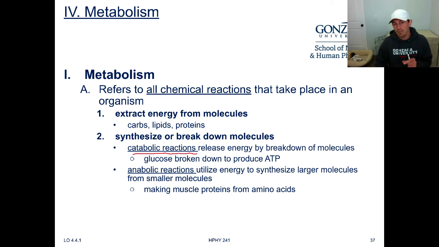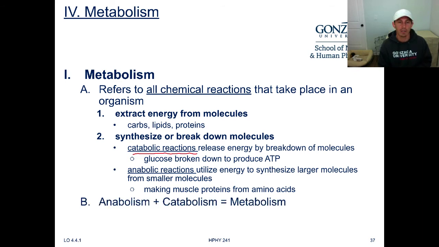Okay, so the way I keep these two terms organized in my mind is that I see the word anabolic and I immediately associate that with anabolic steroids or people who are trying to build muscle. And so that's why I use the example of taking amino acids in order to build muscle protein in terms of anabolic reactions. But the point here is that the combination of anabolism or anabolic reactions and catabolic reactions result in one's overall metabolism.